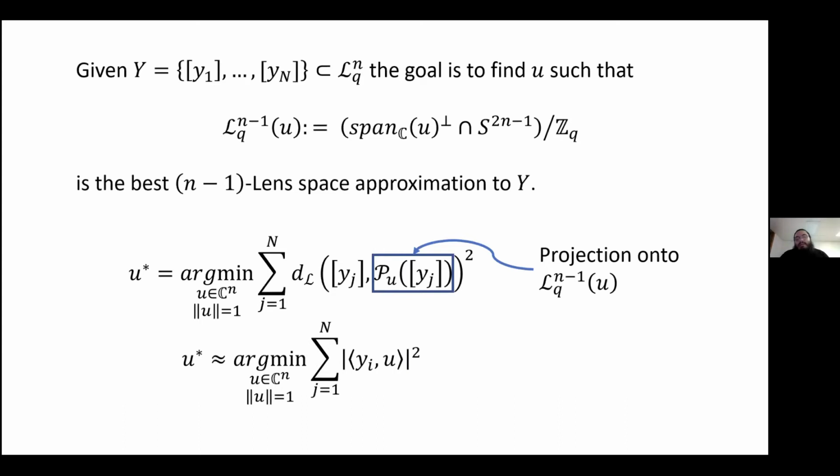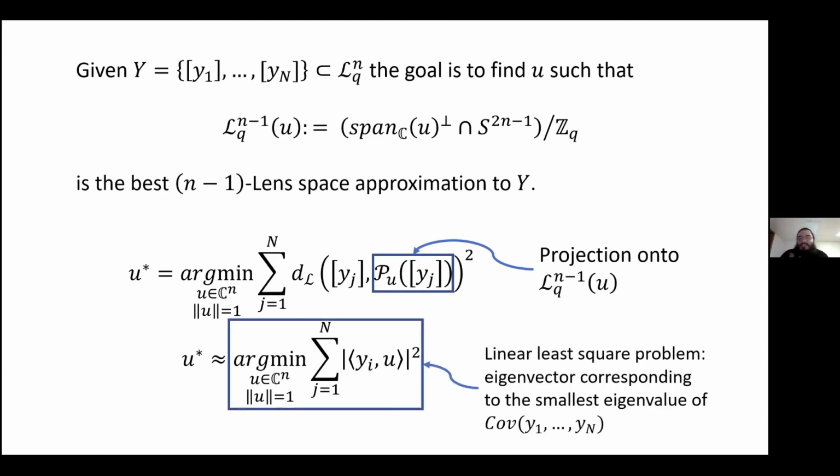But we can actually approximate this problem quite well with a linear approximation. And what this linear approximation should be telling you is that this is just like the standard PCA solution, if you want to think about it that way.